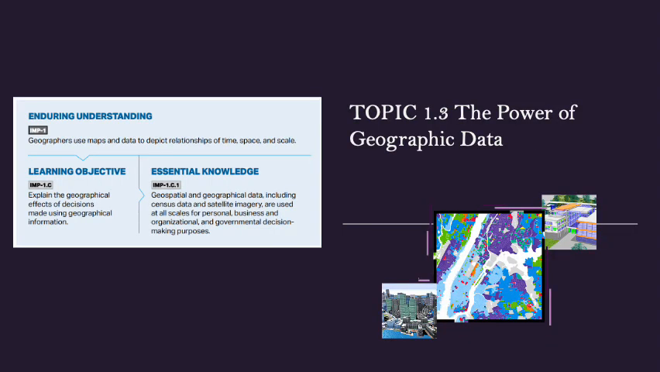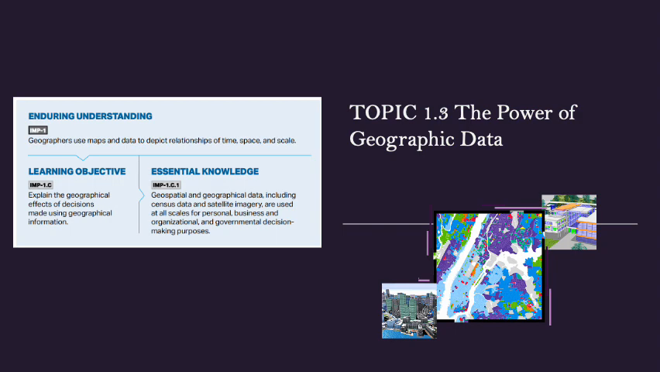In topic 1.3, we're going to look at the power of geographic data. And here mainly the main subject is that geographers use maps and data to depict relationships of time, space, and scale. And the learning objective will be to explain the geographical effects of decisions made using geographical information. So how we use this geographic data that we collect from our different sources.